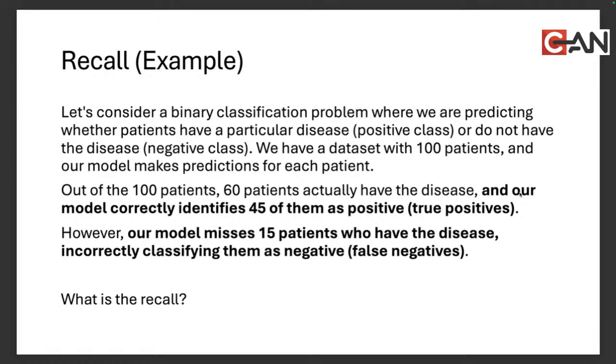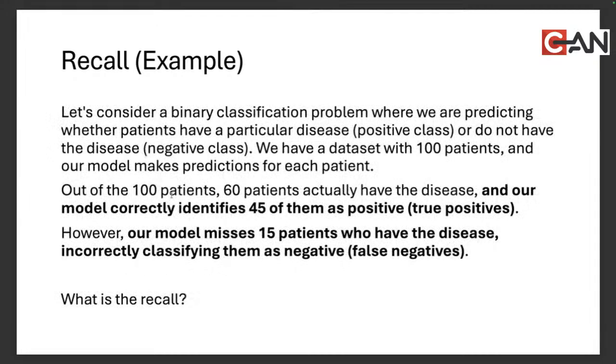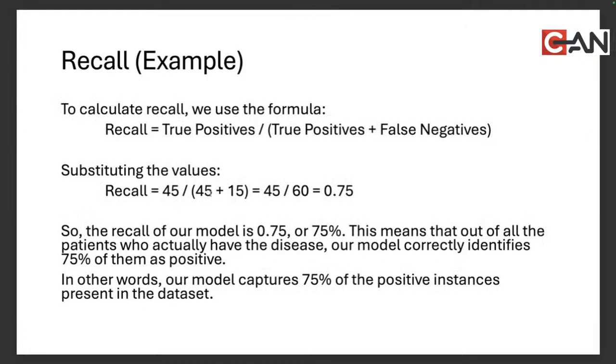All right, what did you guys have? 25%. Nice. That's exactly correct. So we have the 45 that we correctly identified as positive instances over the 45 plus the 15 that we missed, the 15 that we said did not have the disease, but they in fact did. And that leads us to a recall of 75%.